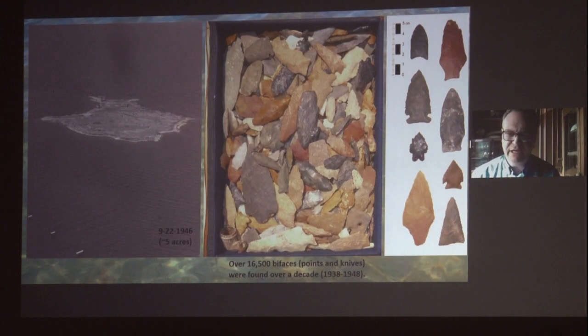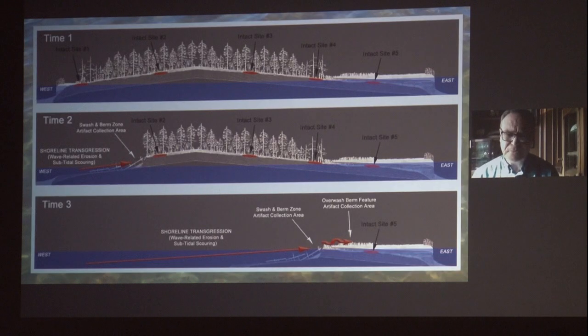Why does this pertain to archaeology? Before there was any state historic preservation officer or even active attempt to record sites, between 1938 and 1948, over 16,500 artifact bifaces, mainly points and knives, were found on this low tidal marsh. And what do these artifacts really tell us? Well, first of all, they span the gamut from 13,000 all the way up to the time of John Smith. But what do they really tell us?